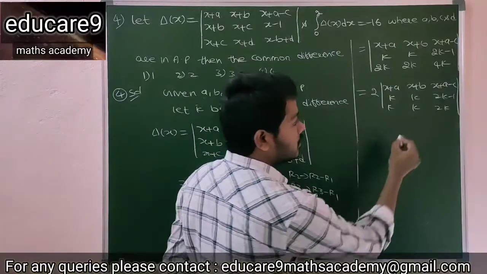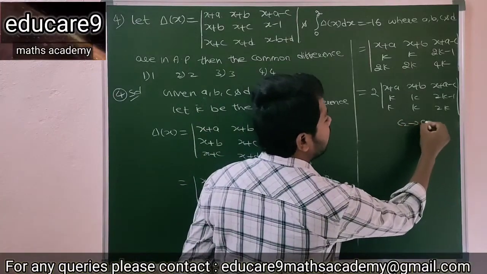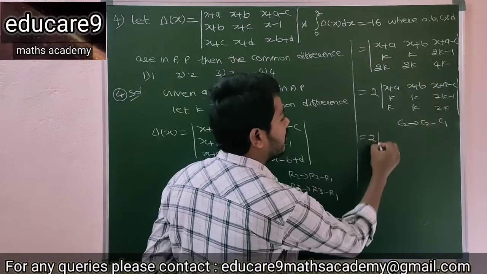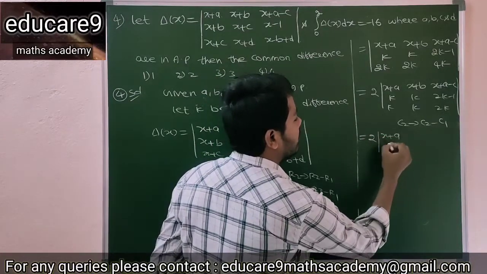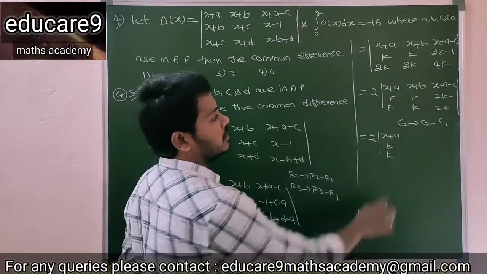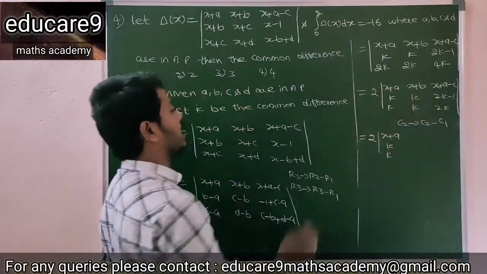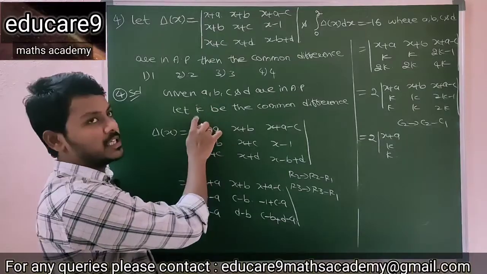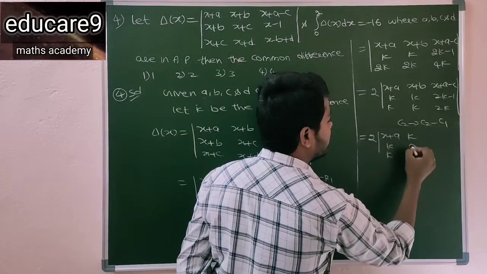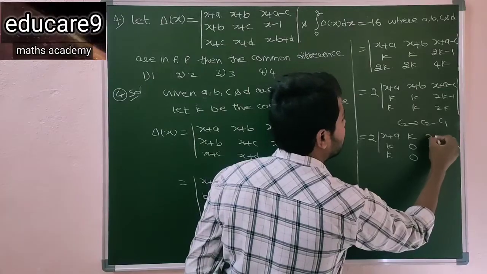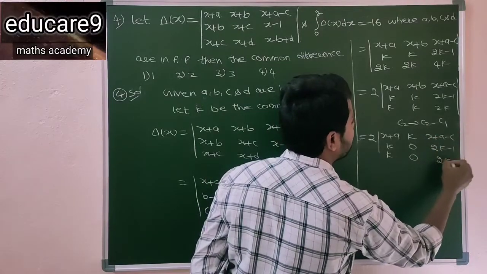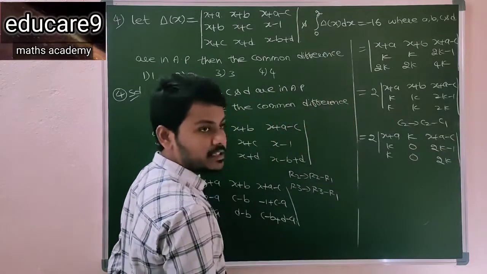Now see here again, C2 implies C2 minus C1. That is 2 times of x plus a, k. Here x plus a minus x minus a, so x gets cancelled, b minus a, that is the common difference k. So write here k. Next here 0, 0, x plus a minus c, 2k minus 1, 2. So now find this determinant.